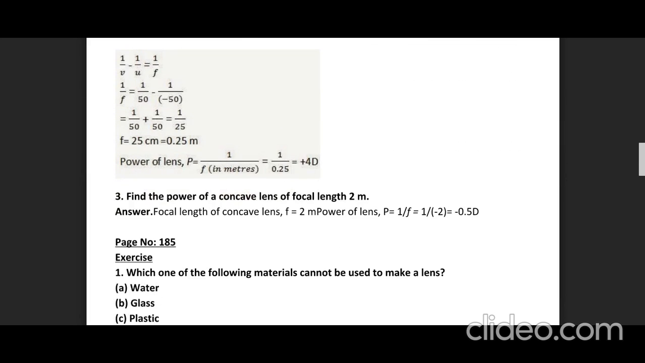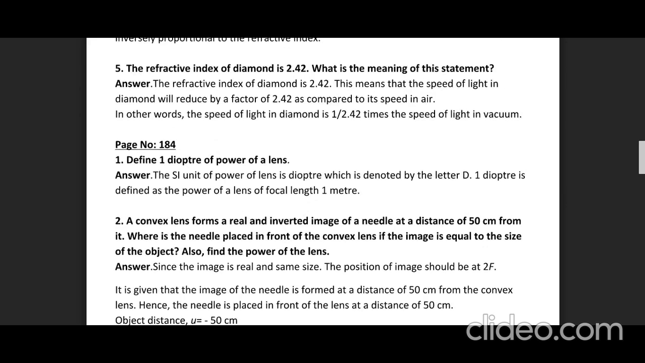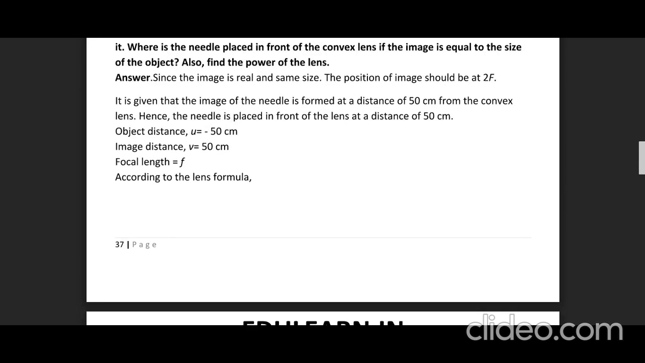So u is minus 50 in this case and v is also 50. u is always minus. So in this case 1/v minus 1/u is equal to 1/f. If we solve this, then we will get f is equal to 0.25 meter, and after putting it in the formula P is equal to 1/f, we will get the final answer, that is plus 4 diopter. Plus sign indicates that it is a convex lens, right? I have already told you in notes.